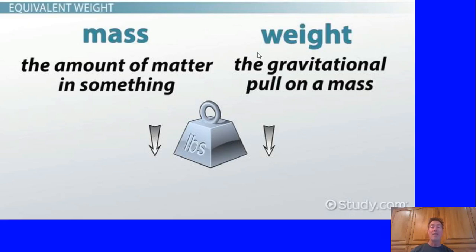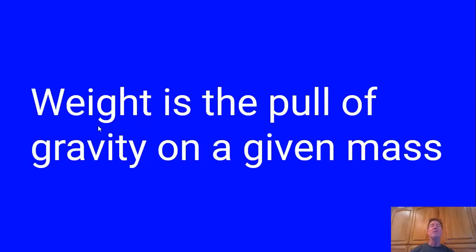But you can imagine locations where the gravitational pull on a mass might be different. In fact, even on Earth, the gravitational pull is slightly less, for example, if you're standing on the top of Mount Everest than if you were standing down at sea level, or the middle of, what's that place, the lowest place on Earth. Anyway, so weight is the pull of gravity on a given mass. Death Valley, that's what I was thinking of. Weight is the pull of gravity on a given mass, but that can change with location.